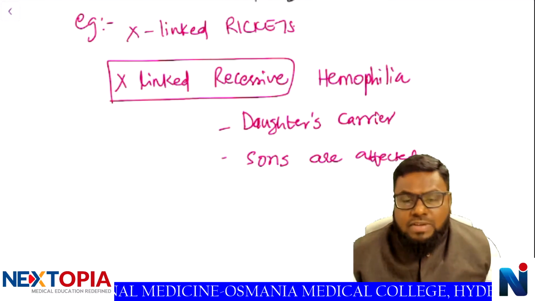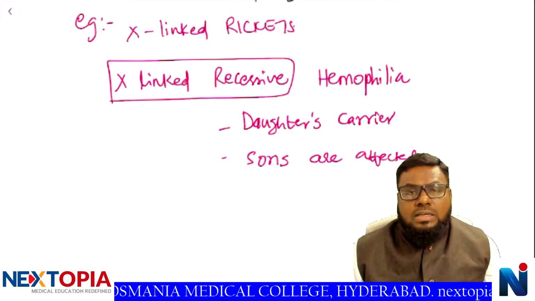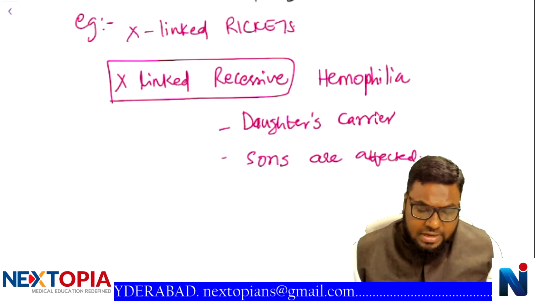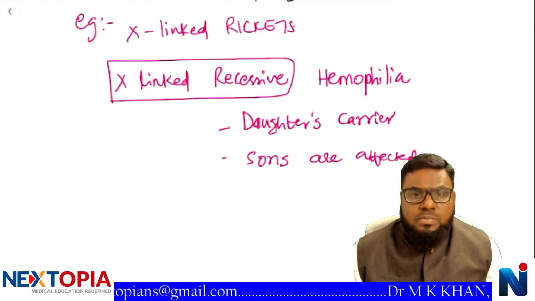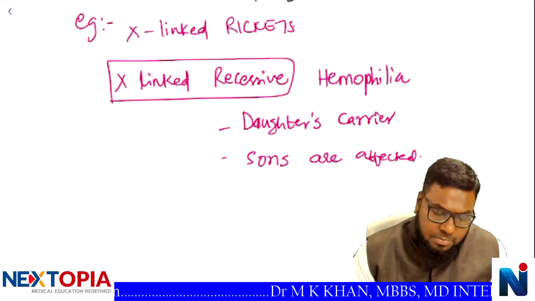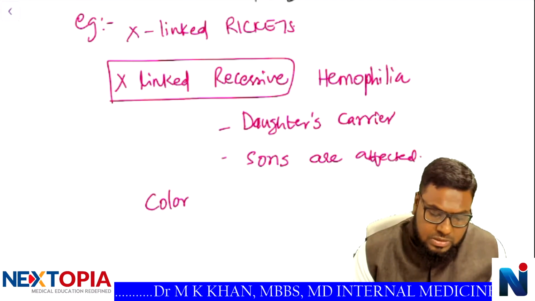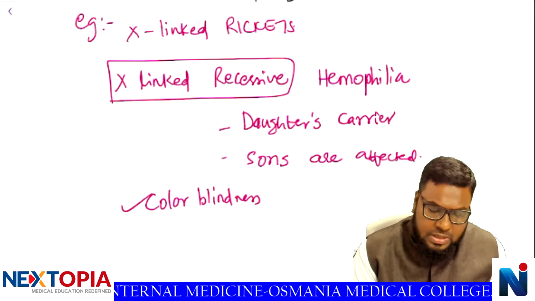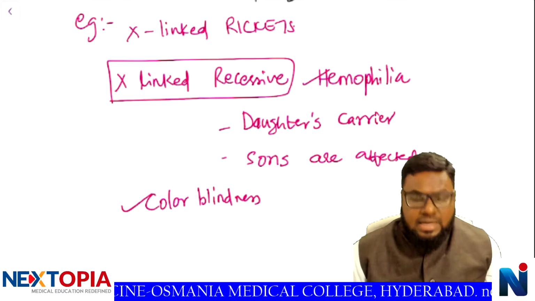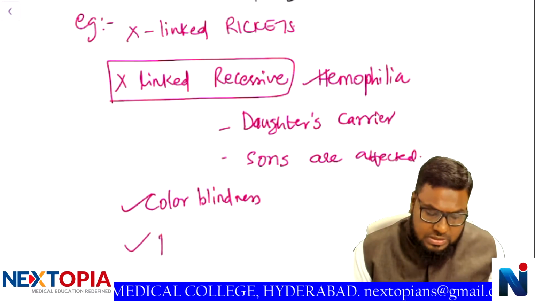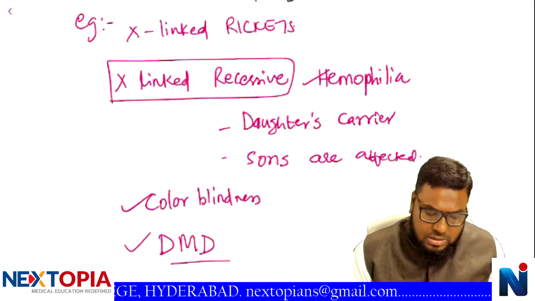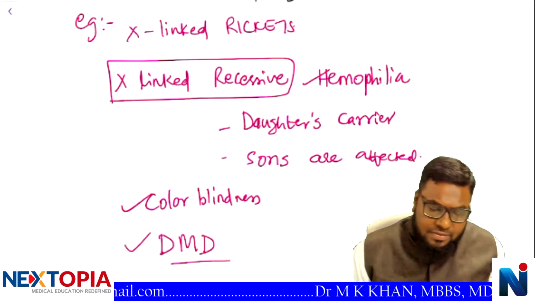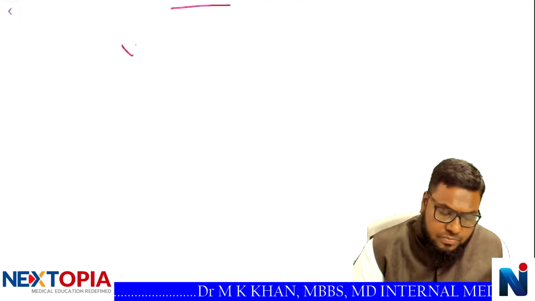There are certain royal families of London who are suffering from this disorder. So it is a very, very famous X-linked recessive disorder because of consanguinity again. For example, hemophilia, color blindness, then Duchenne muscular dystrophy, which are X-linked recessive.